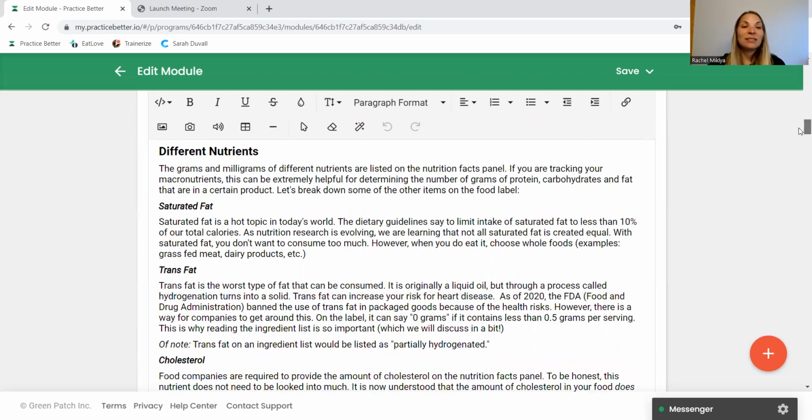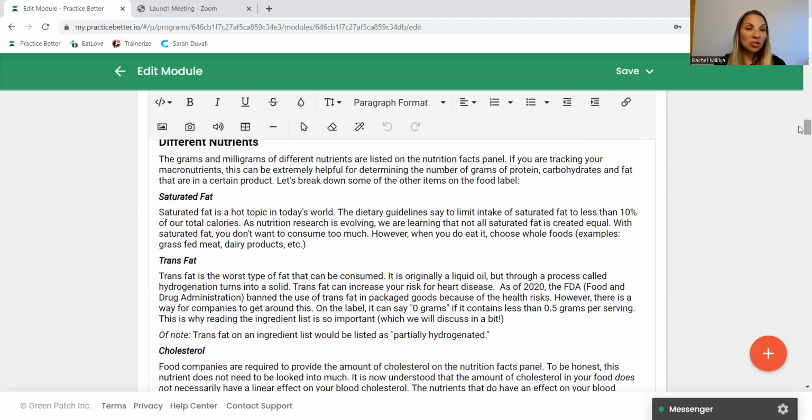Now, something else you should probably try to pay attention to is saturated fat. There's a lot of buzz about this right now within the nutrition realm, and as research is evolving, we're learning that not all saturated fat is created equal. But we know that we don't want to consume too much of it. So when you're looking at a nutrition facts panel, we want the saturated fat to be low if it's coming from a packaged good. However, if the saturated fat is coming from a real whole food source, then that is probably a little bit more beneficial for your body.